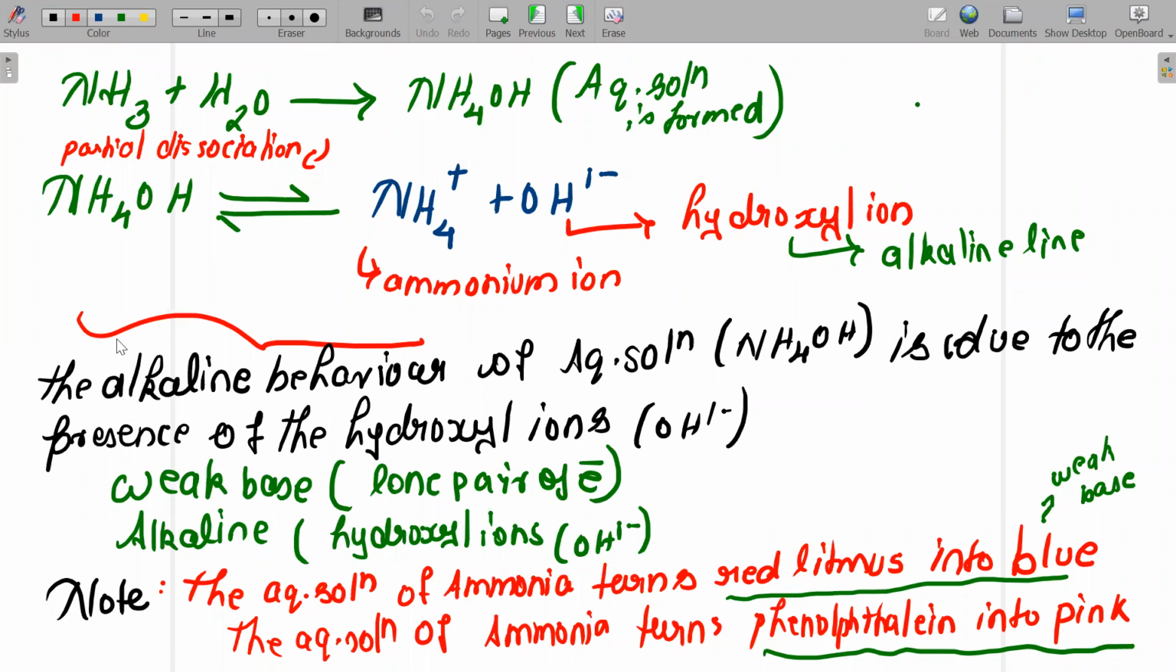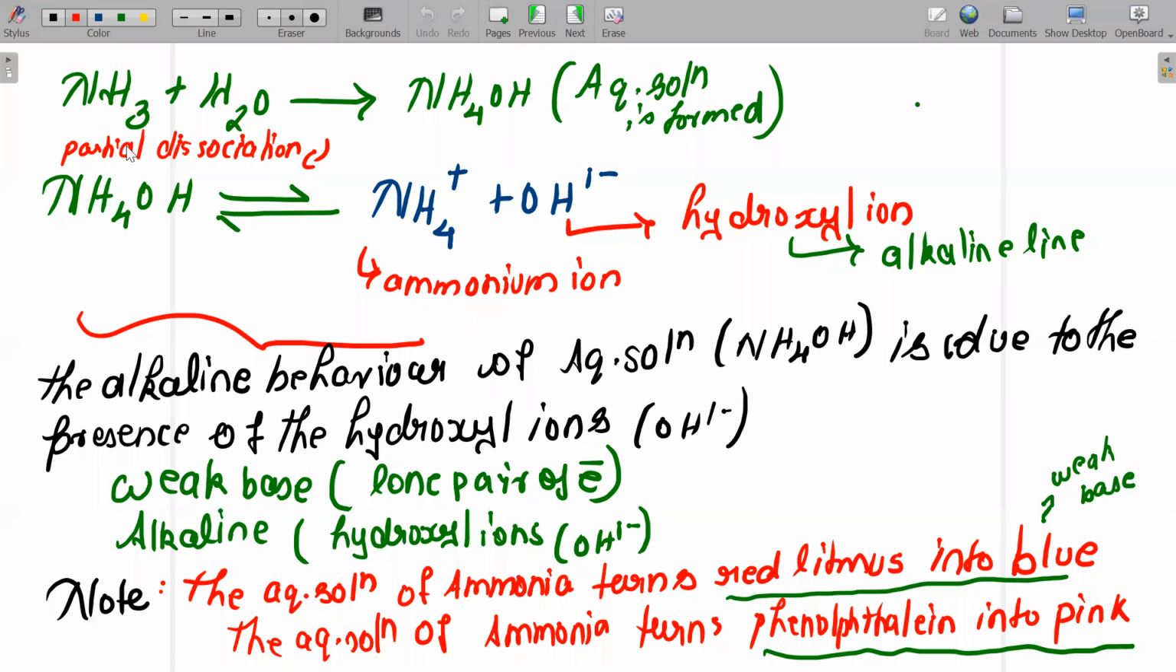First, we are converting into aqueous solution. For that, you add water to ammonia and you get NH4OH. Now, partial dissociation means NH4OH will become NH4 plus and OH minus. You get NH4 plus as the ammonium ion and OH minus as the hydroxyl ion. These hydroxyl ions are alkaline in nature. Hence, you get alkaline nature, right? Hence, you get basicity also, right?